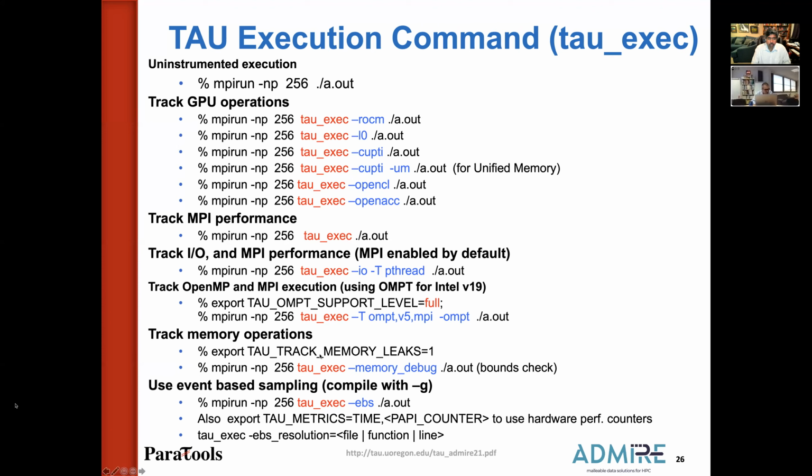We have support for tracking memory leaks and memory debugging using this option. You can turn on sampling using tau_exec -ebs. You can also set an environment variable called TAU_METRICS to specify a hardware performance counter from PAPI to generate profile files that use, say, time along with, say, level 1 data cache misses. You can also specify a resolution of a file, function, or line.